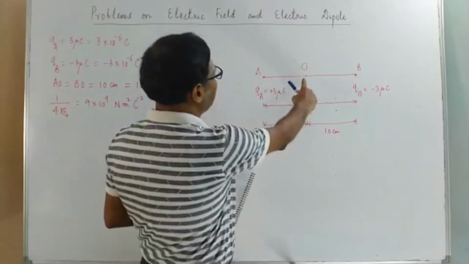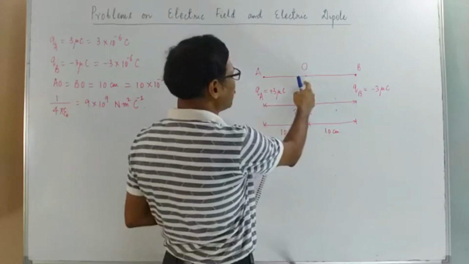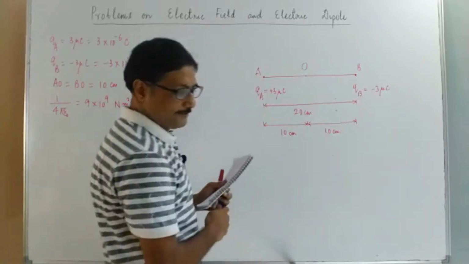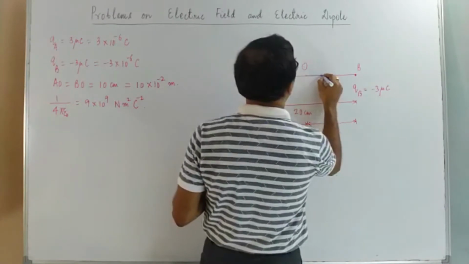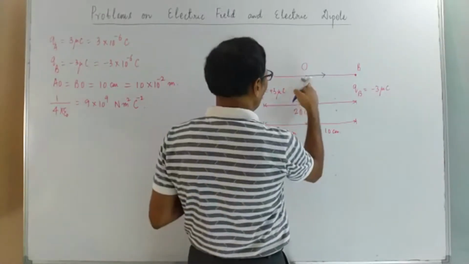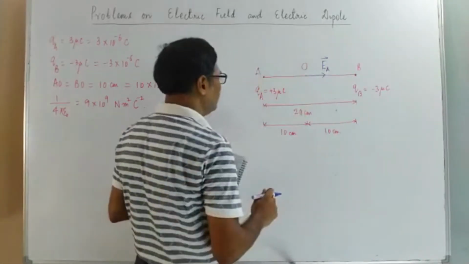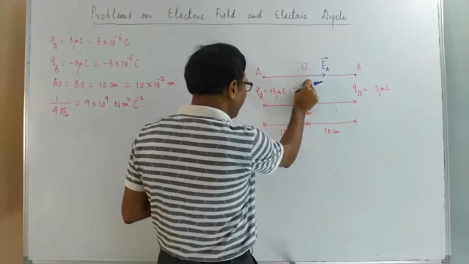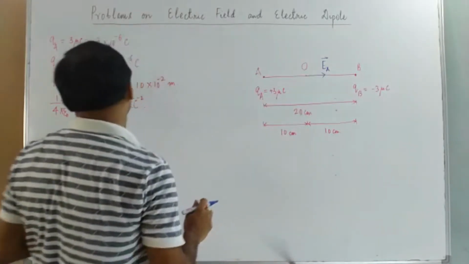If I want to calculate the electric field at point O, then I need to calculate the electric field produced at point O due to QA and QB separately. The electric field produced by QA at point O will be in this direction along OB, because you have to consider a unit positive charge at this point. It means that it will be a force of repulsion.